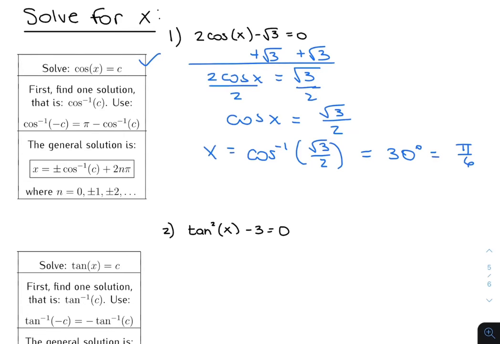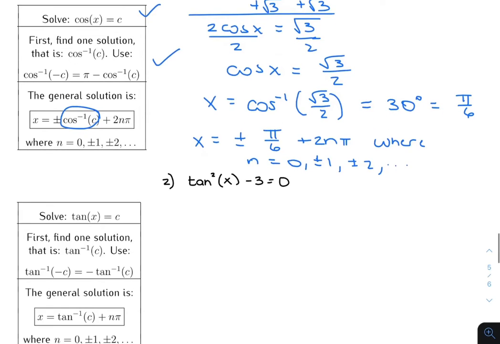So now we have found one solution. So one solution is pi over 6. Now let's just plug it into our general form. So x is equal to plus or minus pi over 6, because that was our cosine inverse, plus 2n pi, where n is equal to 0, plus minus 1, plus minus 2, so on and so forth. So this is our final solution for that. Did you guys get this?